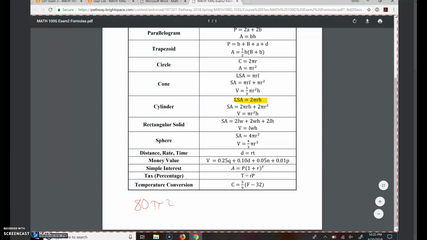Plugging that into our equation, 80 pi squared equals 2 pi, and radius is what it's asking us, what is the radius? So I'm going to keep that as r, and it says the height is 2 centimeters. So I'm going to plug in 2 for that. And now I'm going to combine my like terms. 2 times 2 is 4, so we have 80 pi squared equals 4 pi r. And now I'm going to divide.